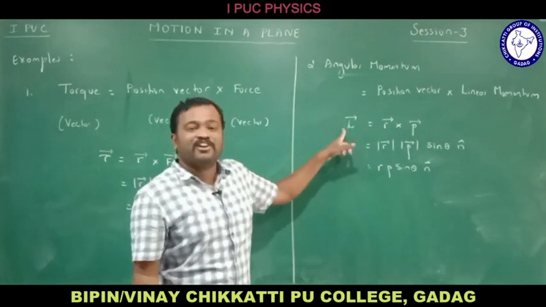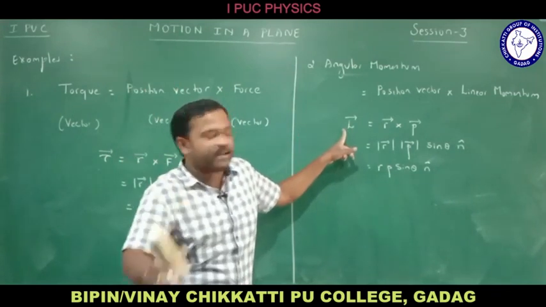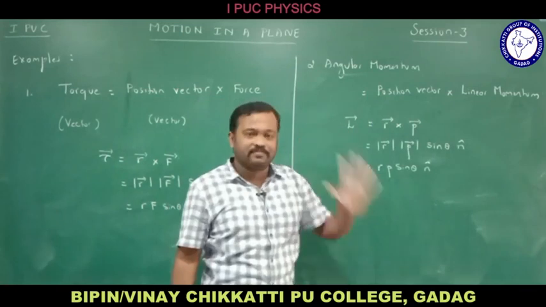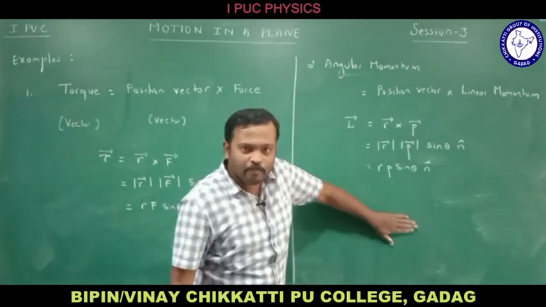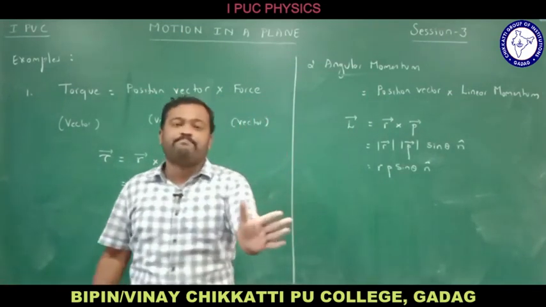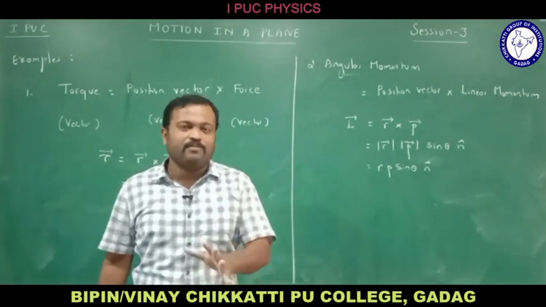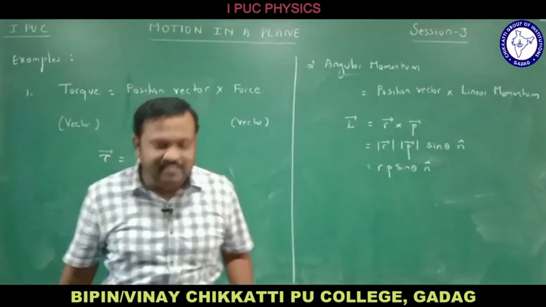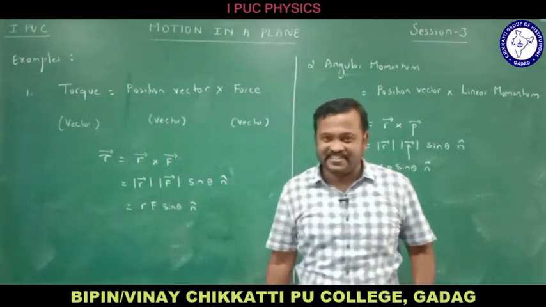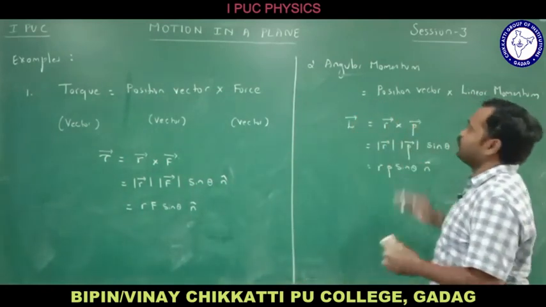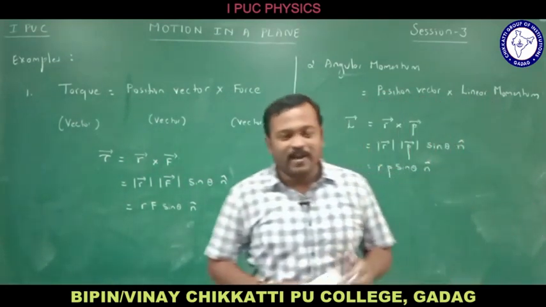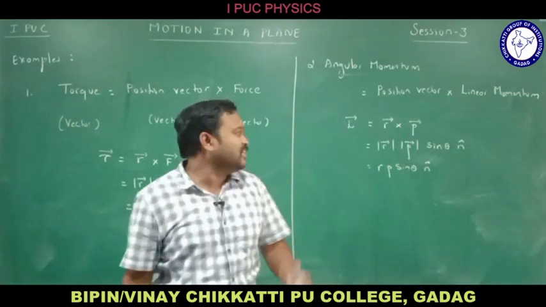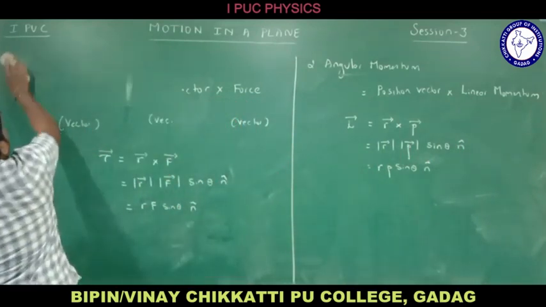The direction of angular momentum is perpendicular to the plane containing R and P. If R and P are on the board, then L will be perpendicular to the board here. Do you remember? So these are some of the examples of vector products. We have seen the vector product examples are torque and angular momentum, and we need to remember the formula for that, and this is how we write.